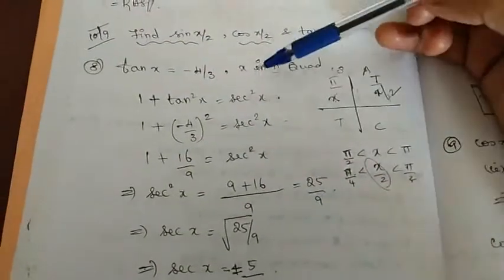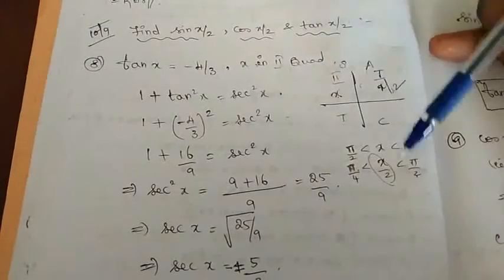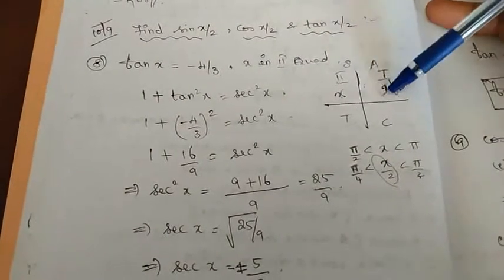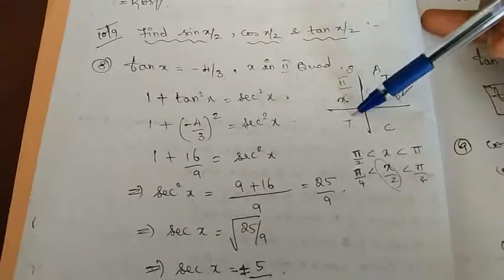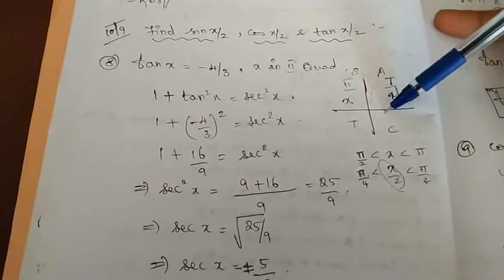Okay. So if x is in the second quadrant, what is the angle measure? Pi by 2 to pi, right? Pi by 2 to pi. This is 0 to pi by 2, and this is pi by 2 to pi, and this is pi to 3 pi by 2, and this is 3 pi by 2 to 2 pi.